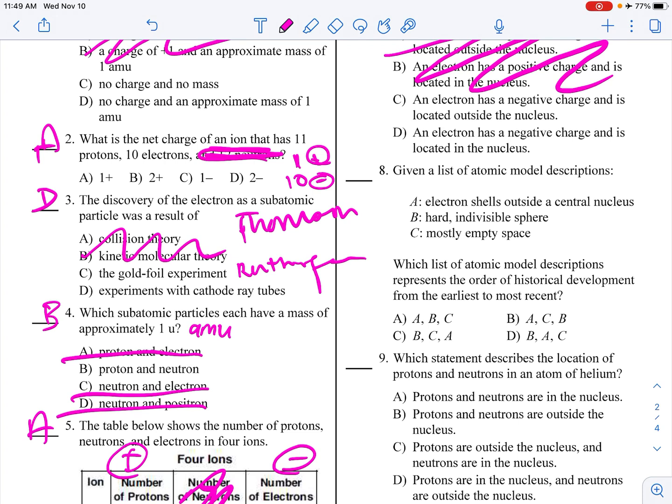So the Democritus, John Dalton was the hard indivisible sphere, so we want B first. Then we have mostly empty space. Then we have the Bohr shell. So B, C, A. Choice C.